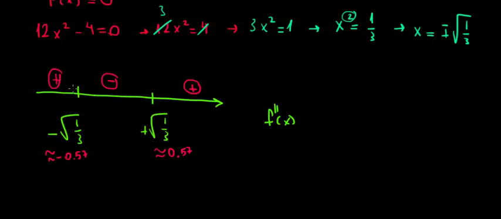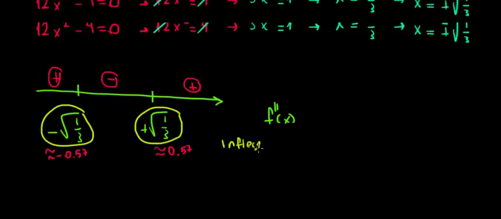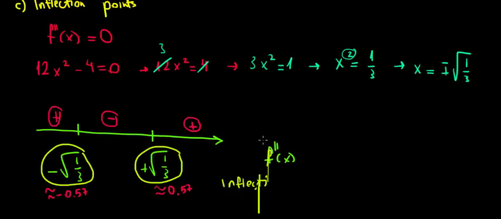So what do we notice? At this point where the second order derivative is 0, we switch signs from positive to negative, from convex to concave, and from concave to convex again. Because we're switching signs, it means that these are actual inflection points. So let's circle them, and yes, minus 1 over square root of 3 and plus 1 over square root of 3 are inflection points. You got the idea. Inflection points.